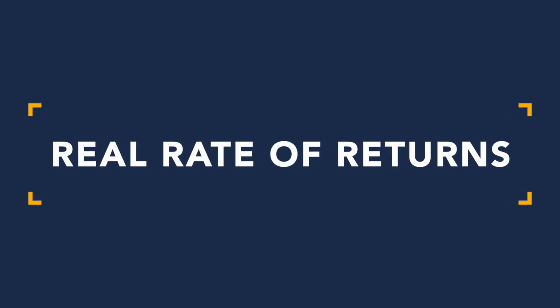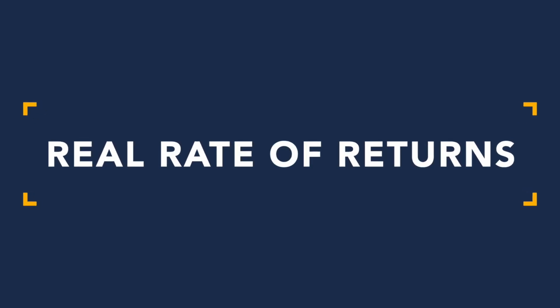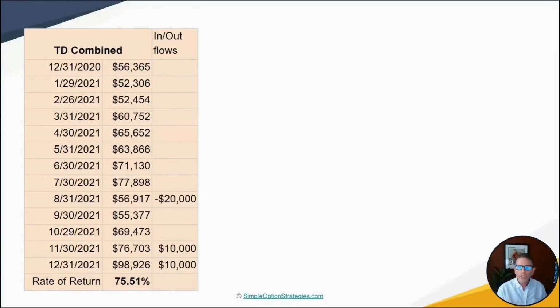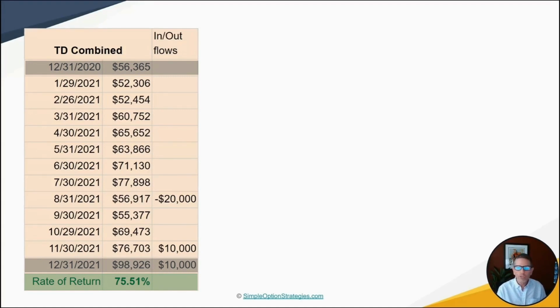So I'm going to cover now the real rate of returns. This is my actual TD account. And you just look at the start and then the end, you can see that overall it was a 75% return. Now, keep in mind that I trade monthlies, 7 DTE, 0 DTE in here. I don't trade futures. I use Trade for futures. So this is my TD account.